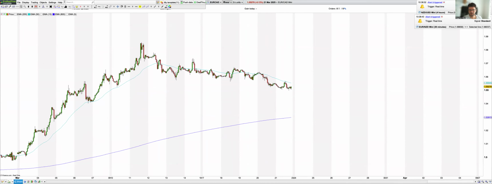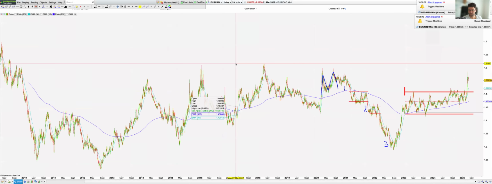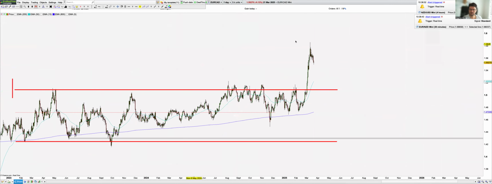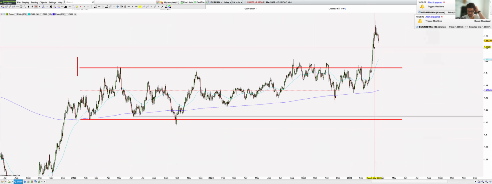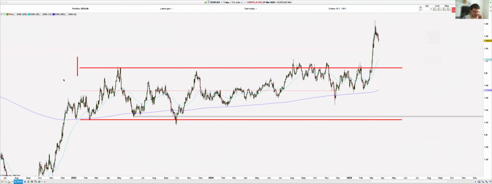EuroCAD. So another absolute proponent of the analysis. We've been stalking this for a while. Go back and look at the previous videos. We've been eyeing this up. Massive level one consolidation. Expect price to come back. Retest. There's not much more to say about that guy.